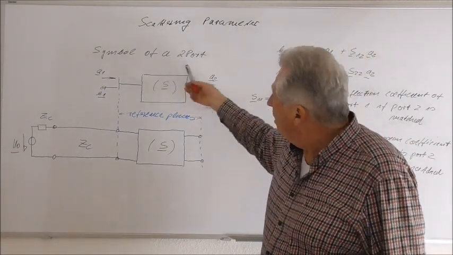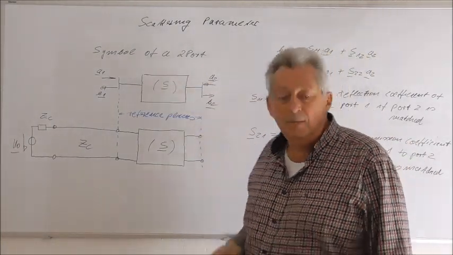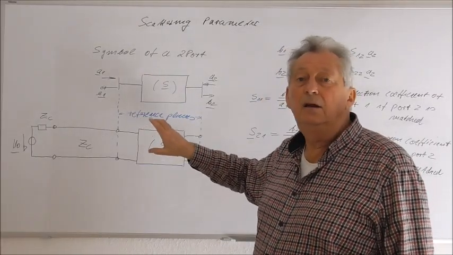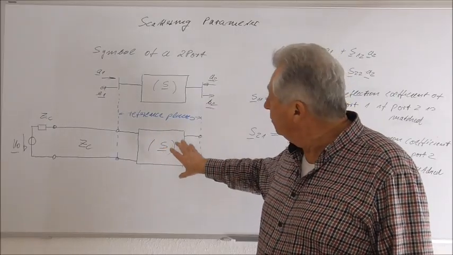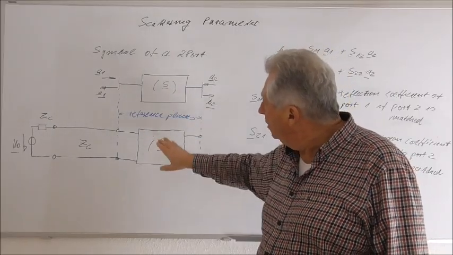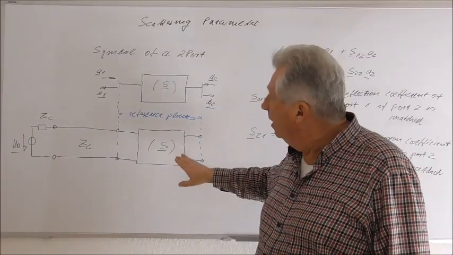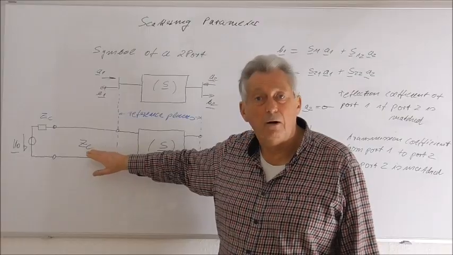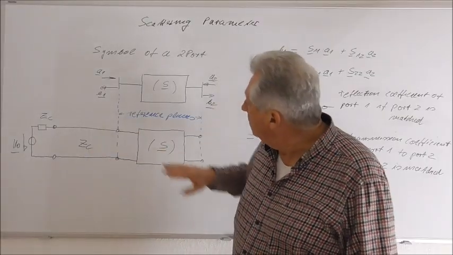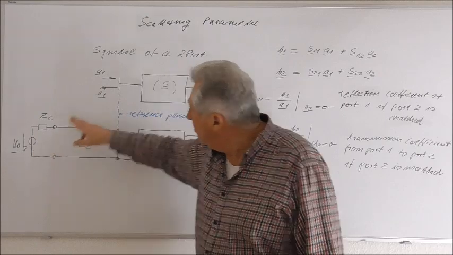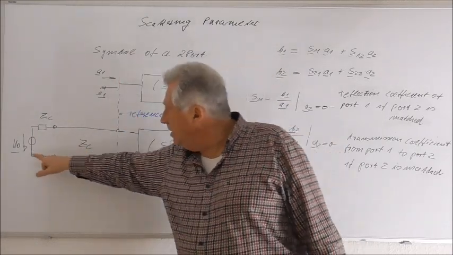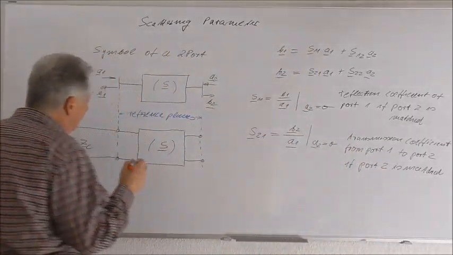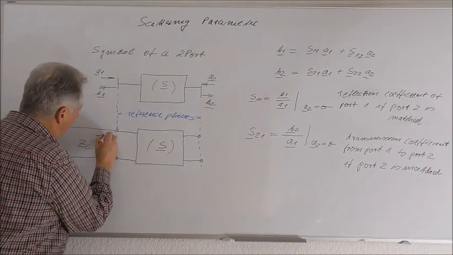So again, I sketched here the symbol of a two-port, and of course again I sketched here what it means in the case of a transmission line. In the case of a transmission line, this two-port is essentially a quadrupole. And this quadrupole is connected to a transmission line with a certain characteristic impedance ZC. And to generate now the wave amplitude A1, for example, I need here a voltage source. And this voltage source will then generate the wave amplitude A1 here.